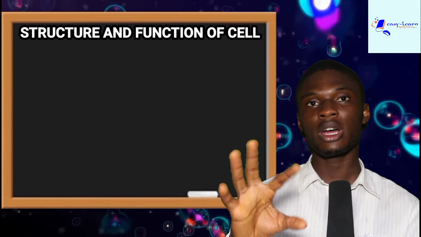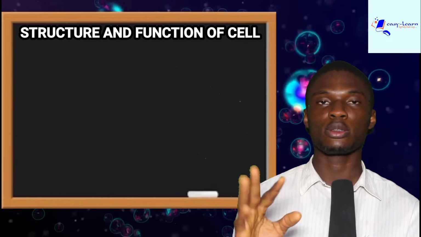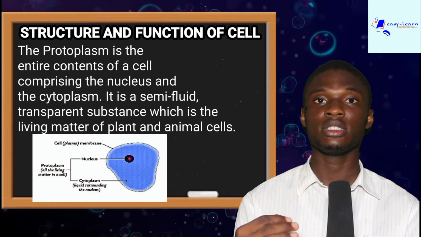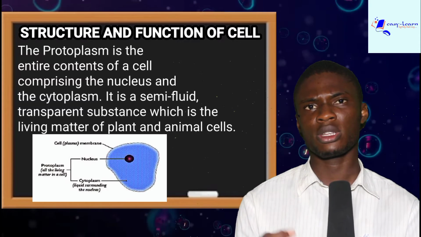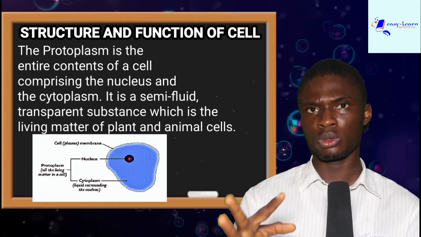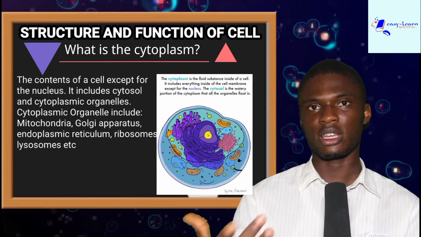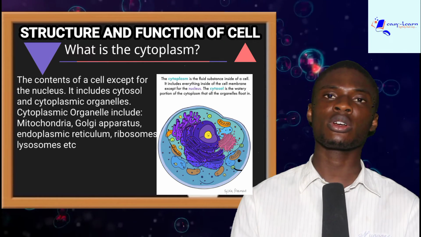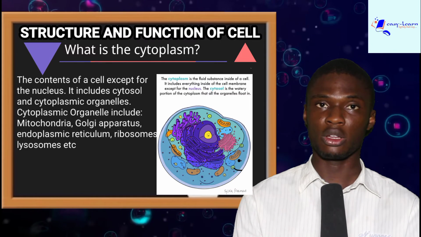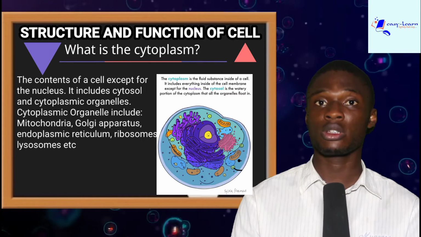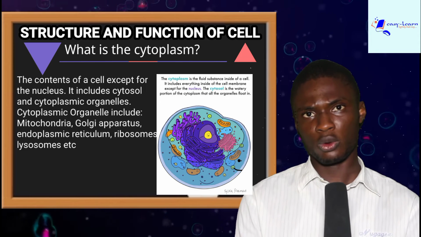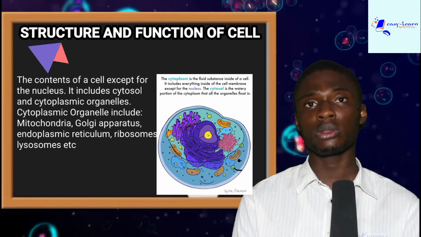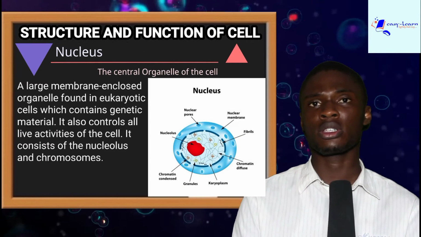The totality of the living component of the cell is known as the protoplasm, which is divided into two: the cytoplasm and the nucleus. What's the cytoplasm? The cytoplasm consists of the cytosol, which suspends the cytoplasmic organelles. So in the cytoplasm we can find the cytosol and the cytoplasmic organelles like mitochondrion, endoplasmic reticulum, Golgi apparatus, and some other organelles. And of course, the nucleus is the central organ of the cell that controls every life activity of the cell. It also stores the genetic materials of the cell.